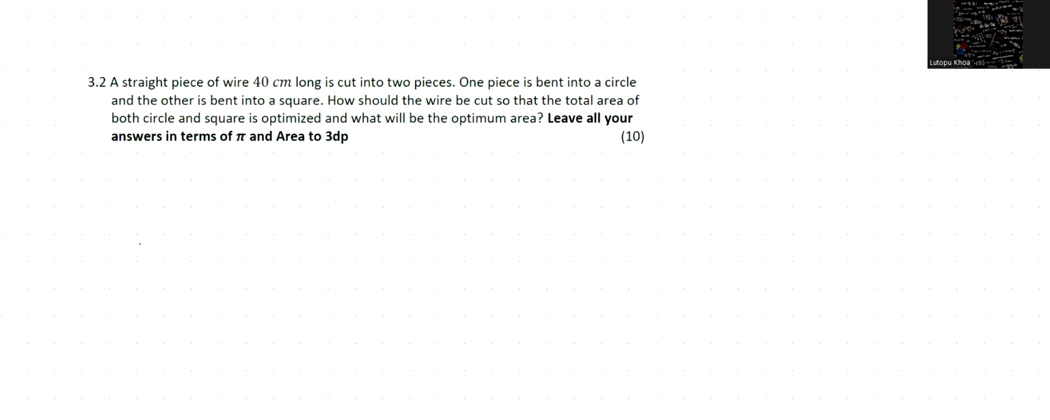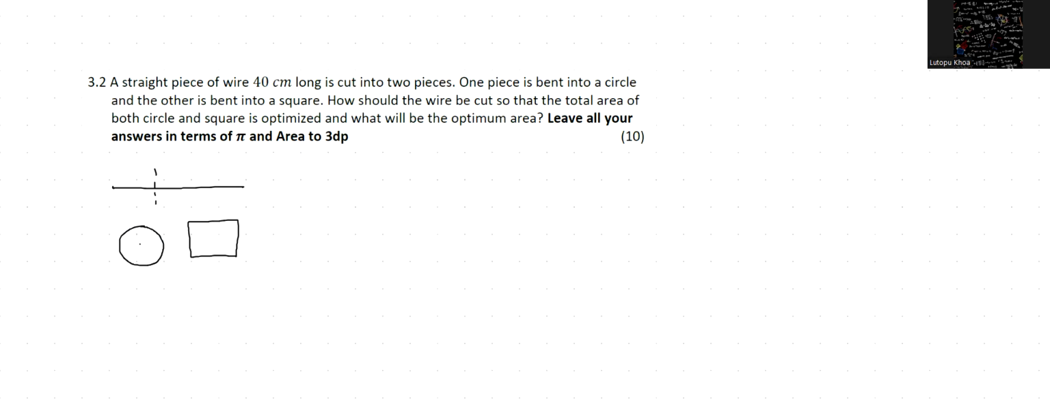A straight piece of wire, 40 centimeters long. So you have a piece of wire like this. It's cut into two pieces. So you cut it there. One piece is bent into a circle, and then the other piece is bent into a square. So this is what you have. How should the wire be cut so that the total area of both circle and square is optimized? And what will be the optimum area?